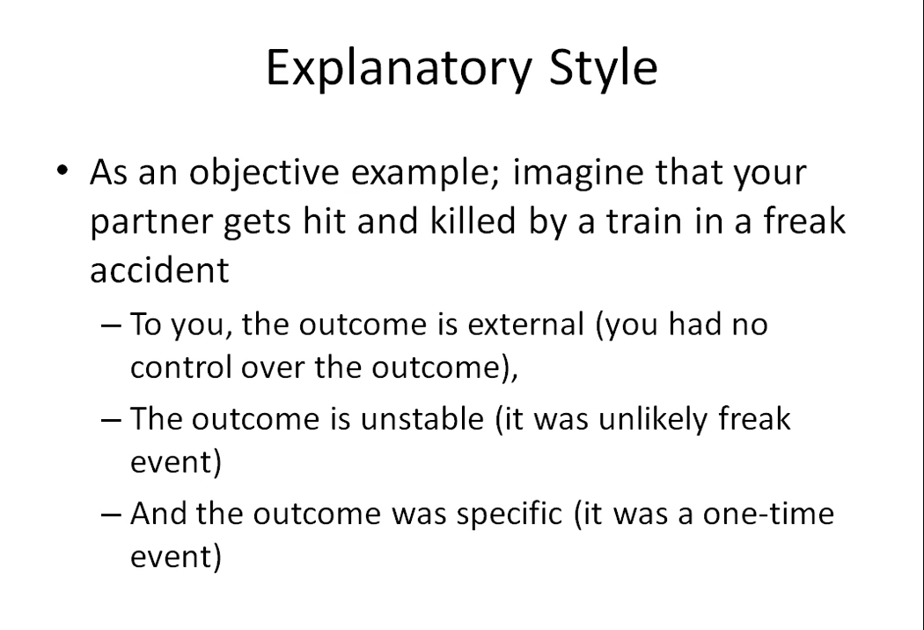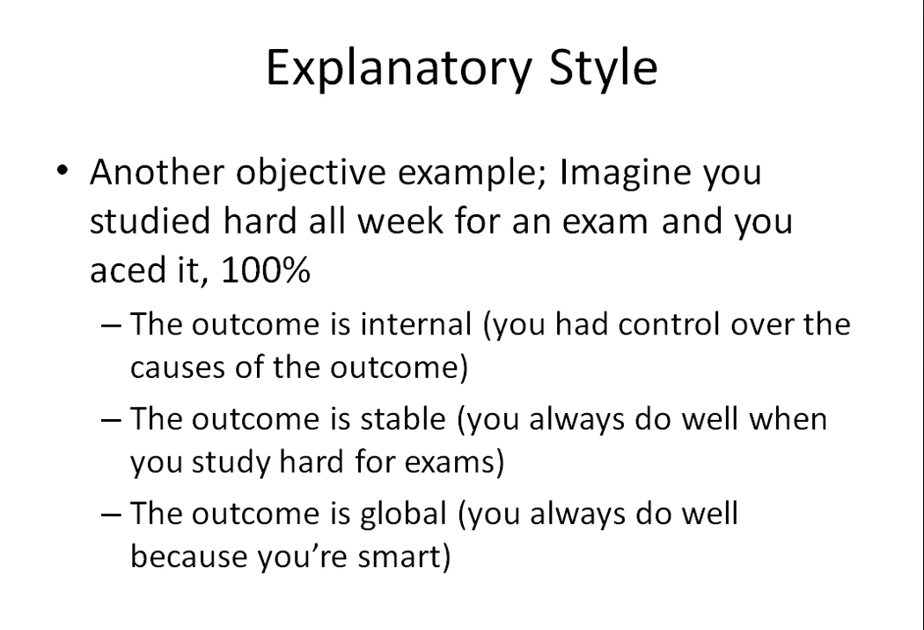As an objective example, imagine that your partner gets hit and killed by a train in a freak accident. To you, the outcome is external. You had no control over the outcome. The outcome is also unstable. It was an unlikely freak event. The outcome was also specific, as most of your relationships don't end with someone getting hit by a train.